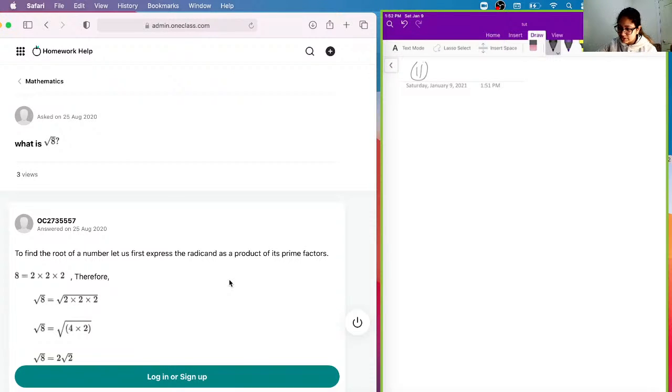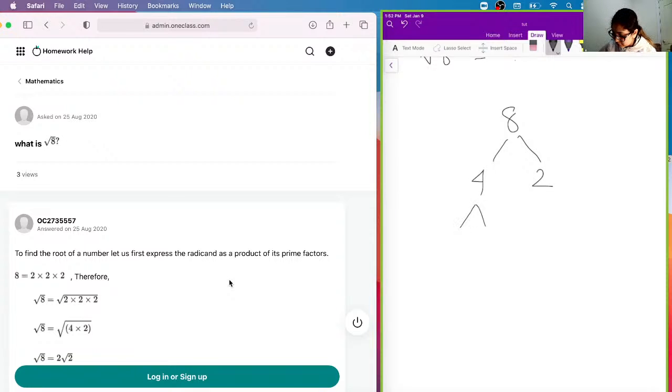Okay, so our next question says, what is the square root of 8? Square root of 8. So let's write the number under the square root, which is 8, as a product. So let's treat this as a product. And so we're just going to find the factors of 8. Simply, we can say that it's 4 times 2, right?